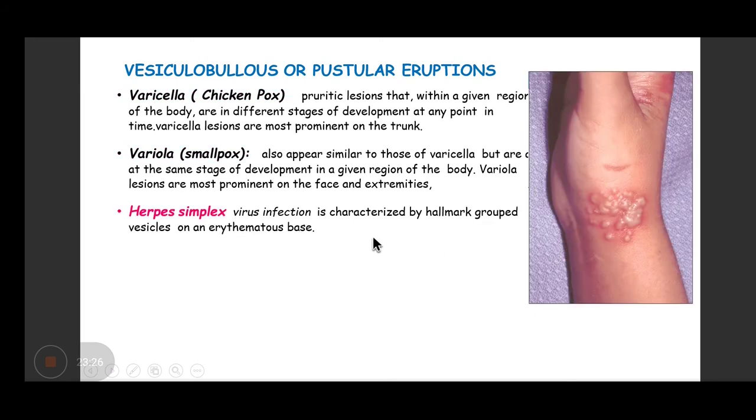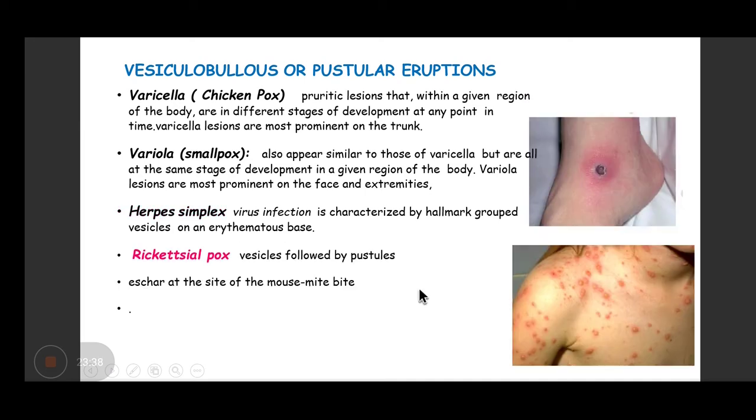Herpes simplex virus is also present with fluid-filled eruptions, and it is characterized by a hallmark of grouped vesicles on an erythematous base. Rickettsialpox is also associated with vesicles. In rickettsialpox, you will also see an eschar formation at the site of the bite of the mite. Where the insect has bitten, you will see a scar formation that is called an eschar.